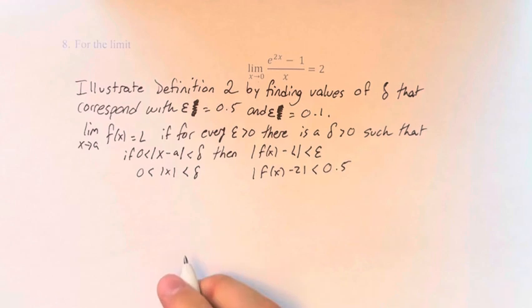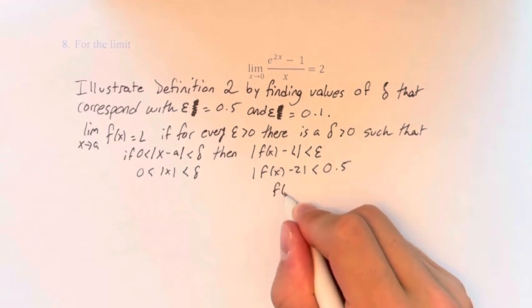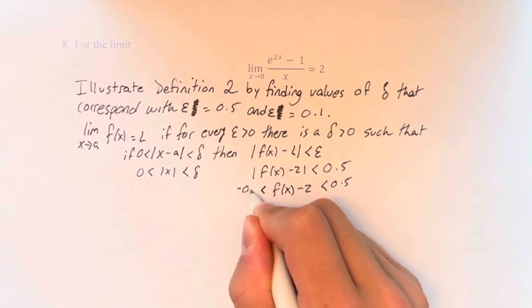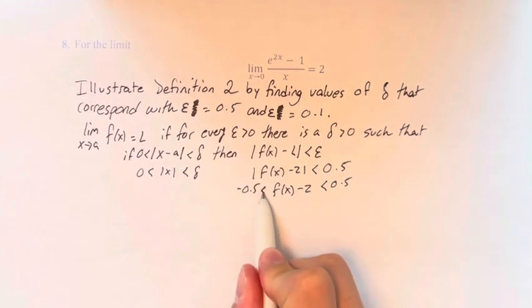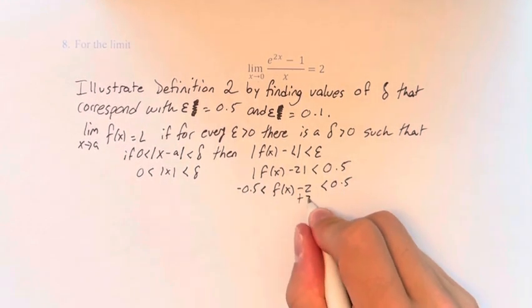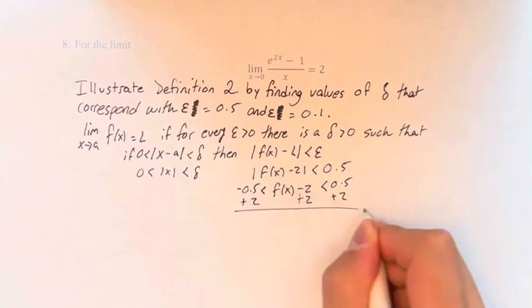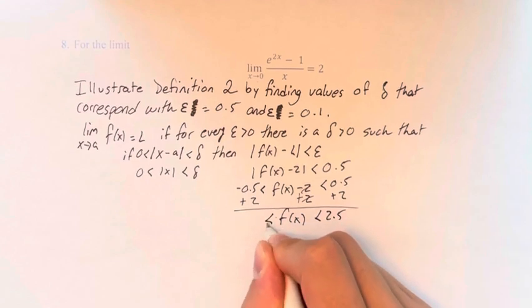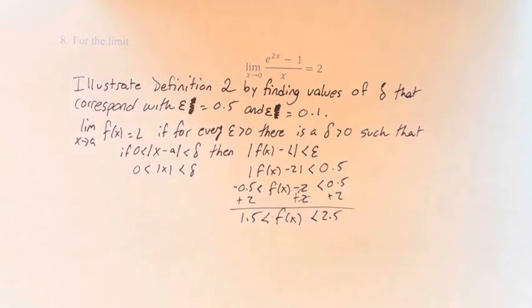So let's start with this one. If the absolute value of f(x) minus 2 is less than 0.5, then it's less than 0.5 and greater than negative 0.5. Therefore, f(x) is less than 2.5 and greater than 1.5. Again, this is a range of f(x) values that we need to stay between for certain x values that we're putting into it.